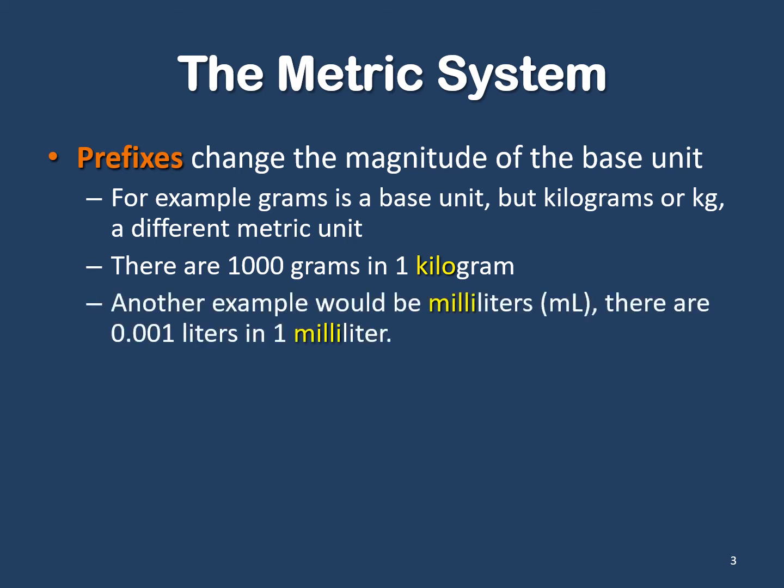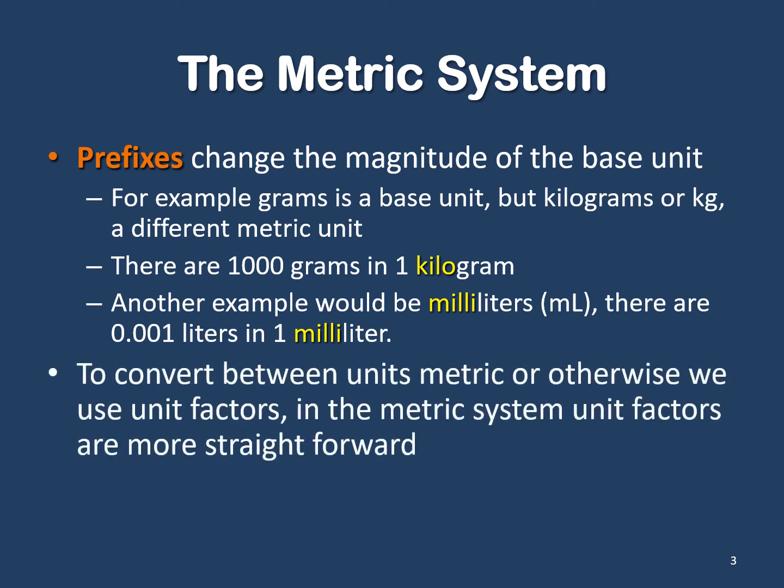Another example would be milli, 1 milliliter. Liter is the base unit for volume. If we add milli, there are 0.001 liters in 1 milliliter, right? Because the multiplier for milli is 10 to the negative 3. We can use these relationships to create what we call unit factors to convert units from one metric unit to another. Now, unit factors are used to convert any unit to any other unit.